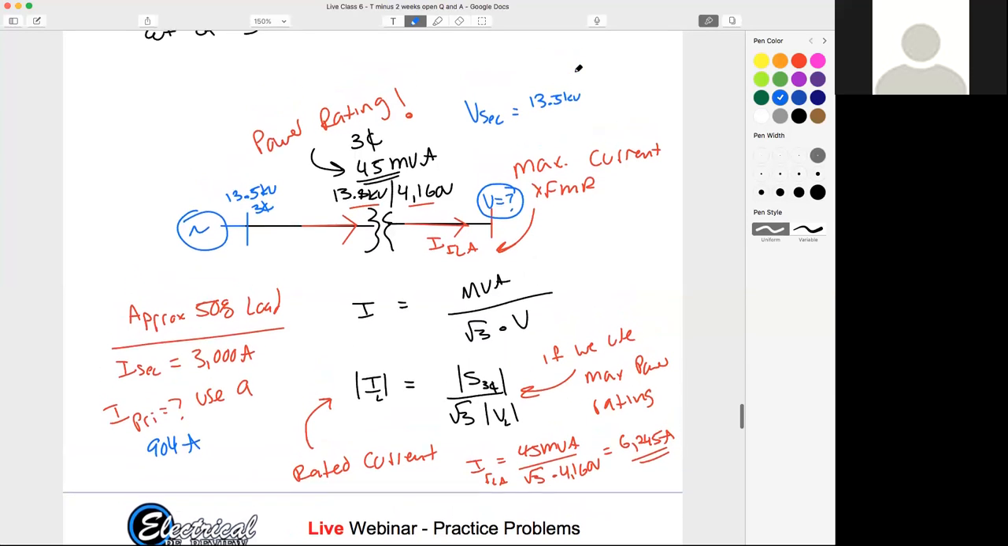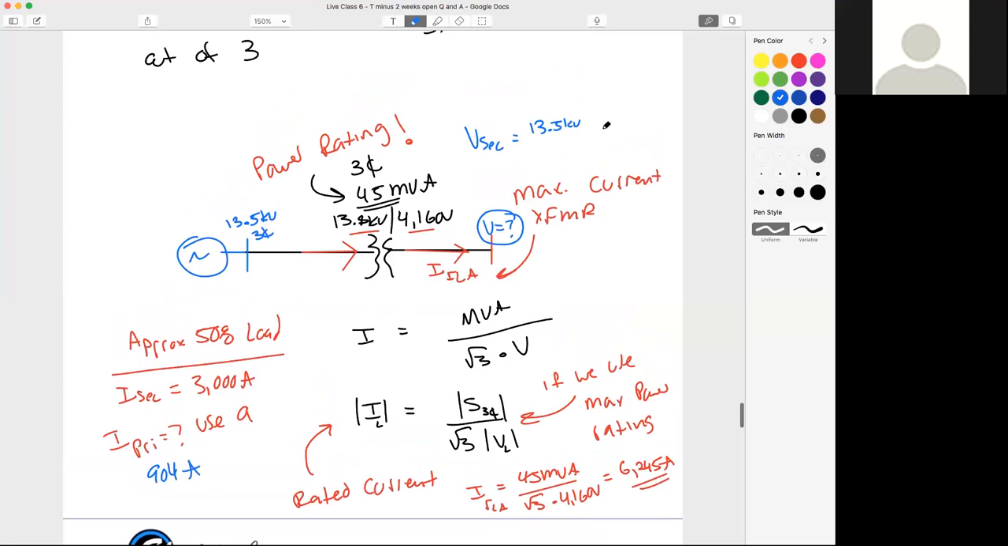So let's see how we do this. We use our A again. So now I have, if this is a step down transformer, right?